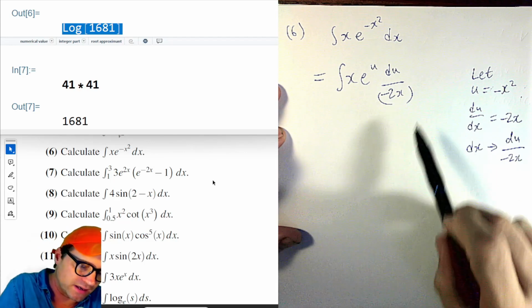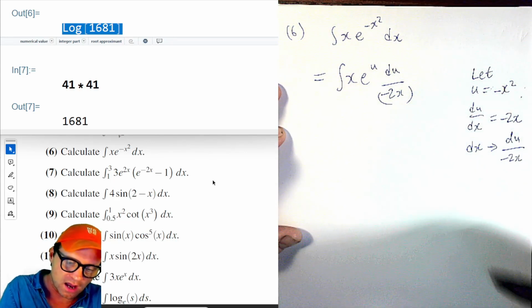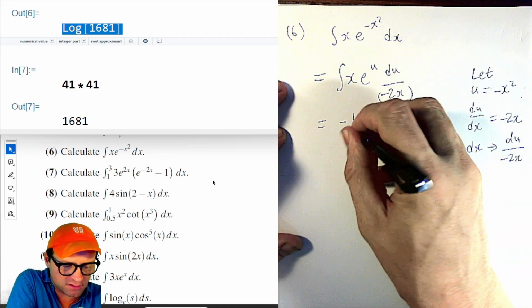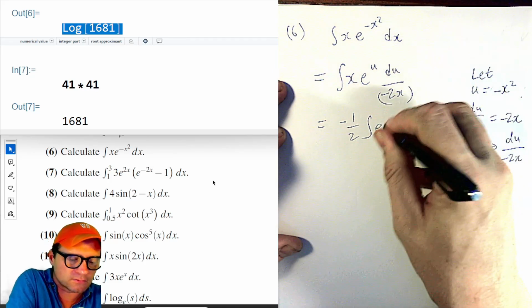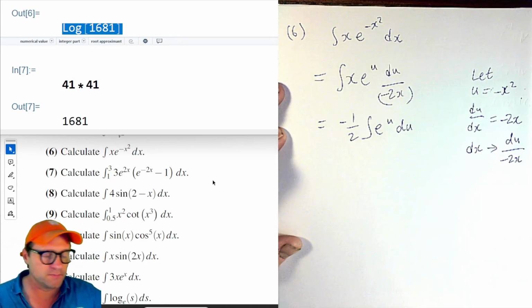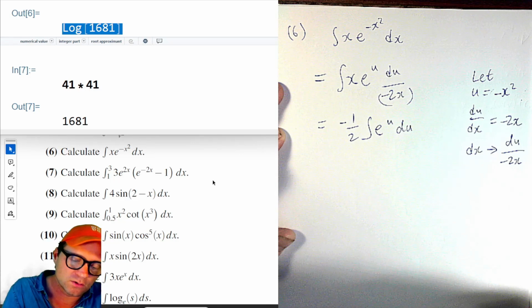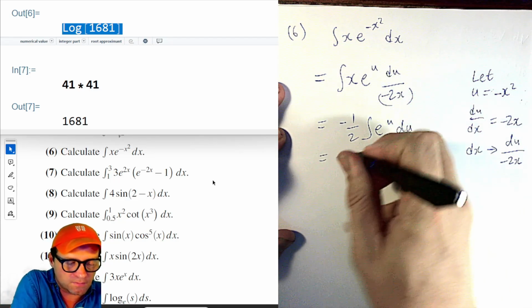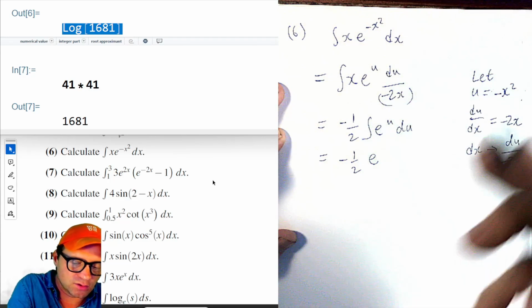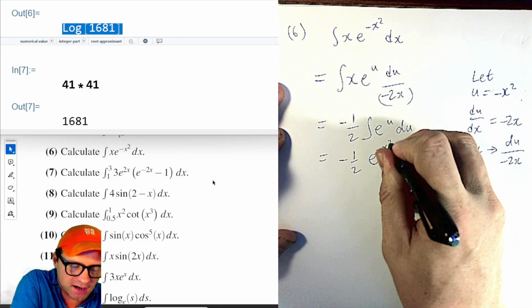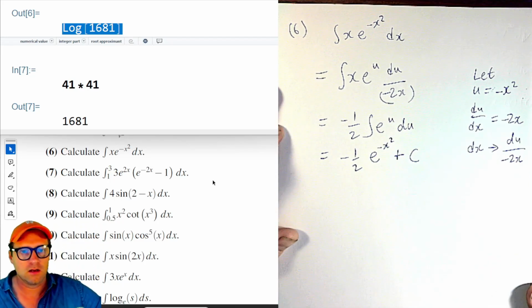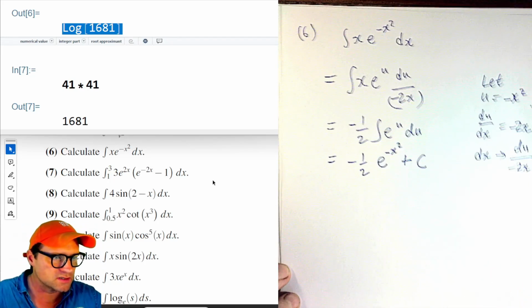Okay, let's simplify. We can see that we can cancel an x. Let's bring the minus a half out the front. And now suddenly it becomes really easy. So the integral of e to the u with respect to u is e to the u. But u is equal to minus x squared. And then we need a plus c. All right, great. Let's move on to question 7.